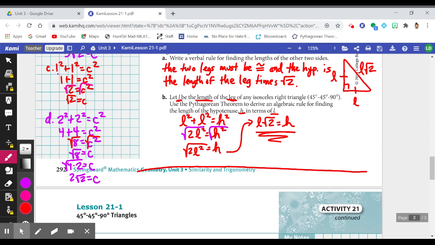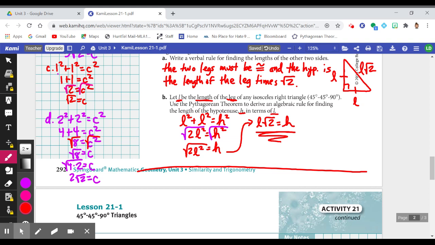We want to know what H is, not H squared, so we take the square root of both sides. The square root of H squared is H, and then let's tackle the square root of 2 times L squared. Well, L squared is a perfect square of L. So we take the square root of L squared and we get L, and the square root of 2, not being a perfect square, stays underneath the square root, just like we said over here.